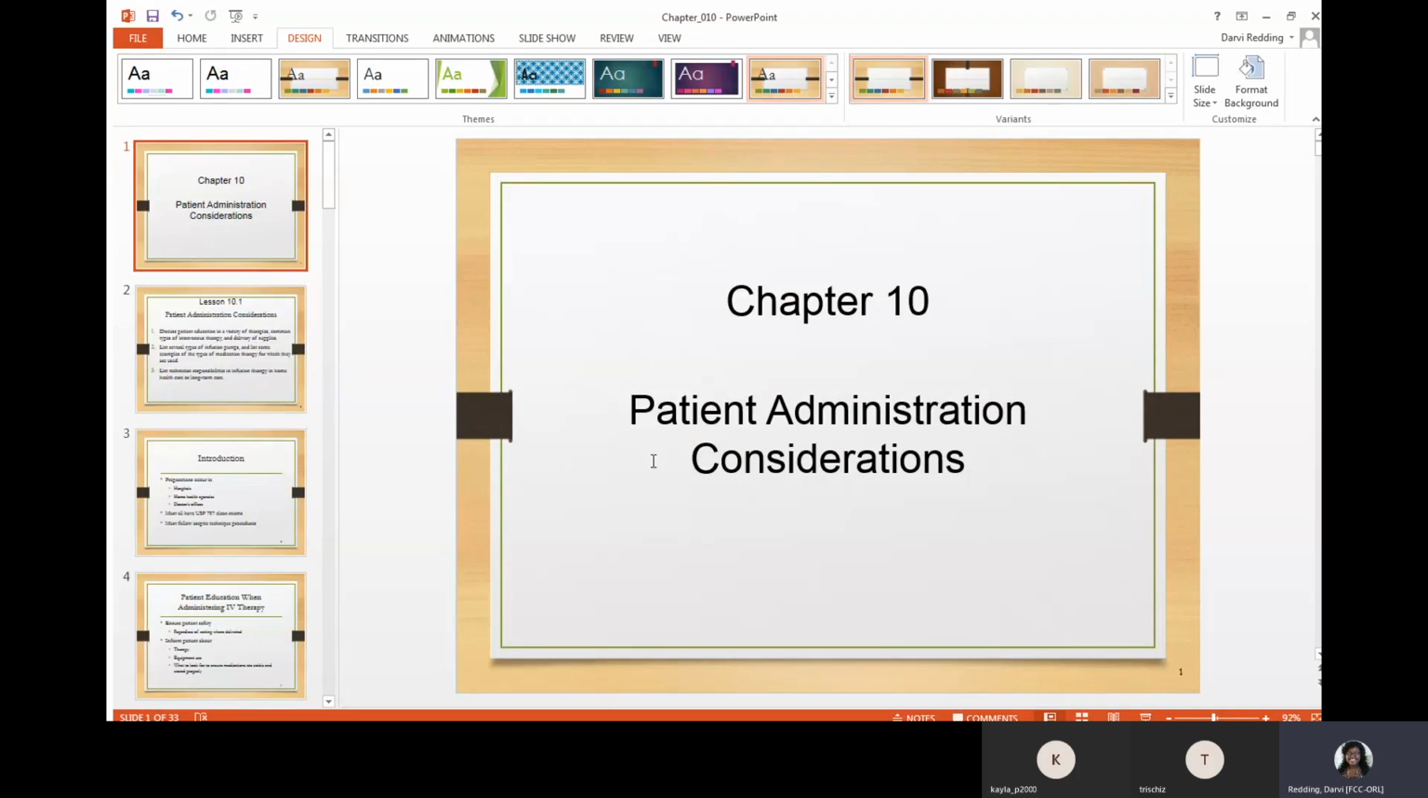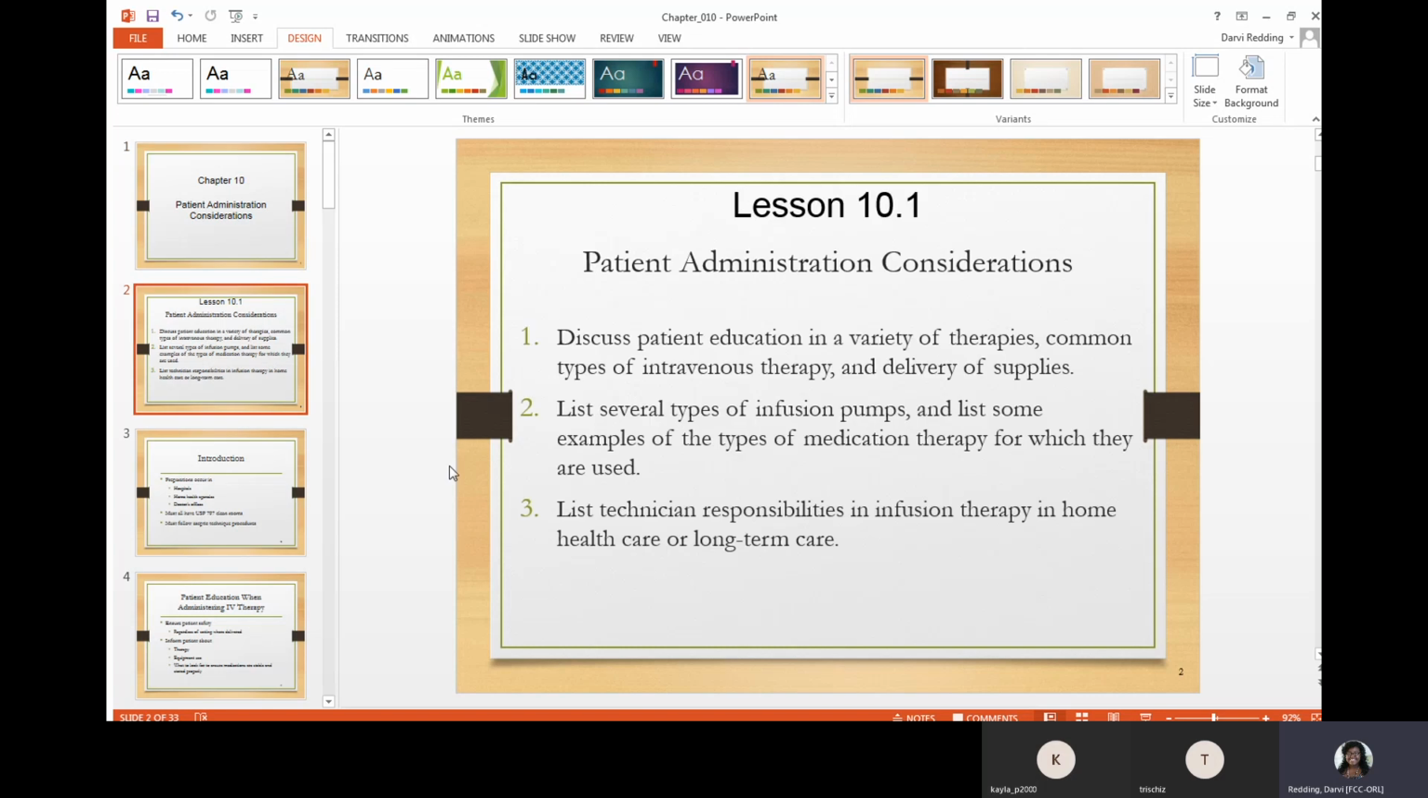All right, so today we begin chapter 10, which is patient administration considerations. In this chapter, we will be going over the following, which include discussing the patient education and a variety of therapies, common types of intravenous therapy, as well as the delivery of supplies.